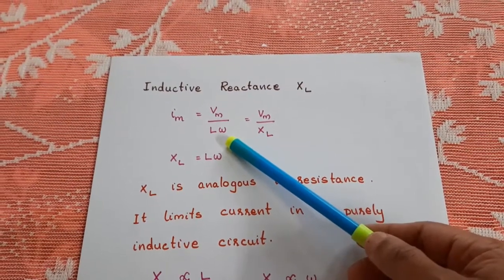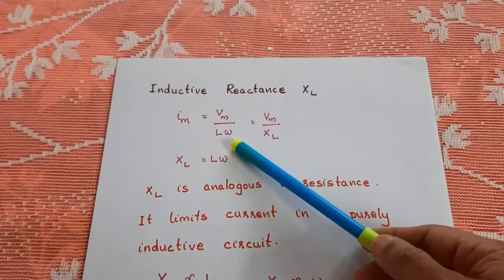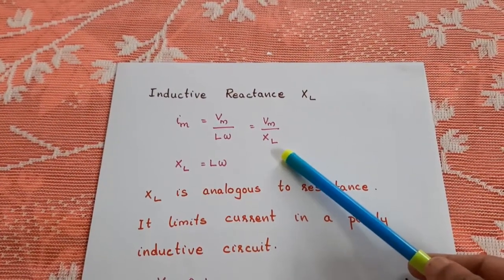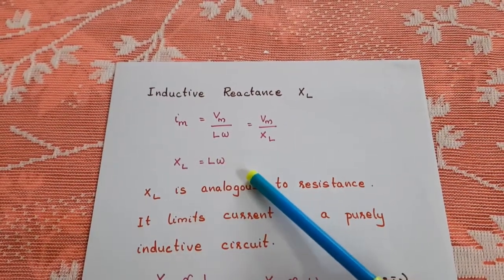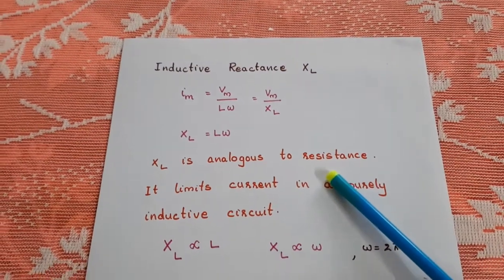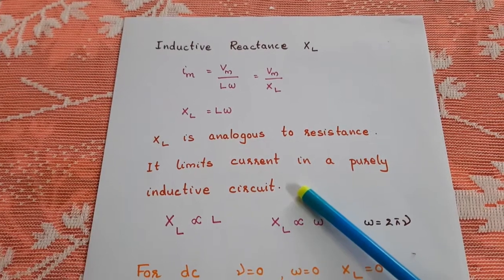L omega plays the role of resistance. It is called inductive reactance XL. XL is equal to L omega. It is analogous to resistance. It limits the current in a purely inductive circuit.